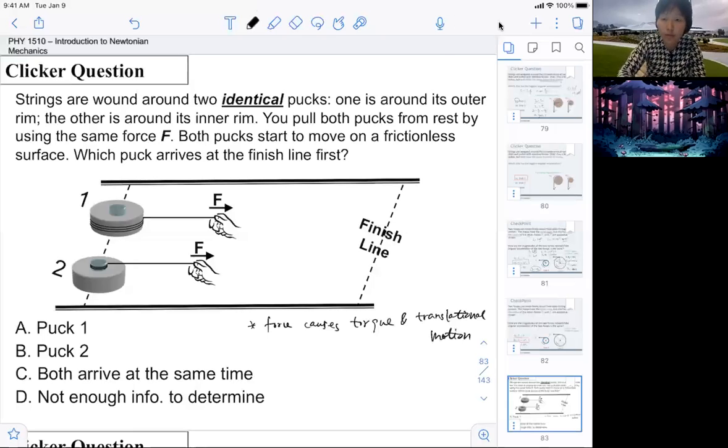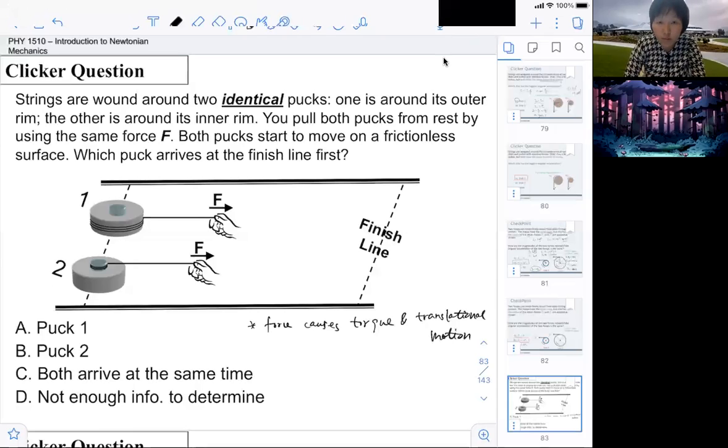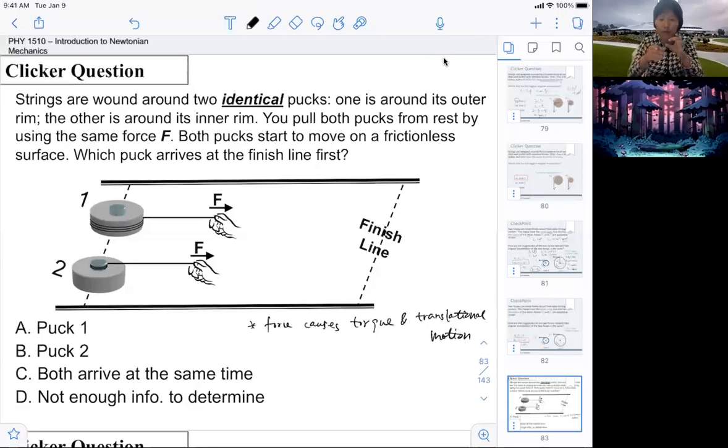Okay, let's see the chat. Eric asked, there's no rotational motion. I would say there is because you have this thread, right? Once you pull it, it's going to unravel itself. So that we will consider to be rotation, right? It's like a yo-yo. You can think of this like a yo-yo. There is rotational motion as well as translational motion.